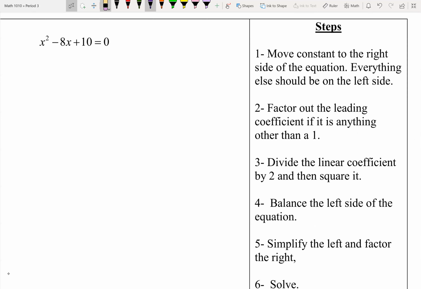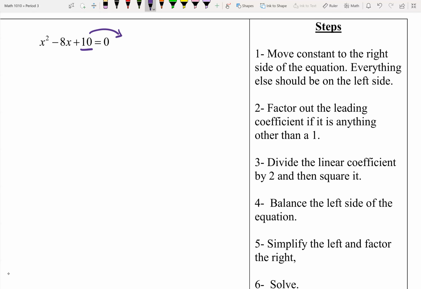So step number 1 is to take the constant, which is a 10, and move it over to the other side, okay? So everybody go x squared minus 8x plus blank equals 10 plus blank. Now, I probably shouldn't have added the blanks yet, but it's fine. I probably should have talked about step 2. So look at step 2.